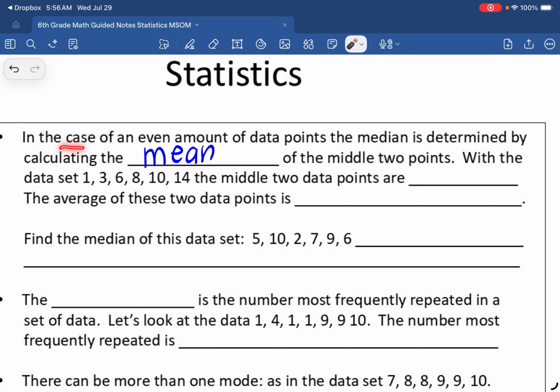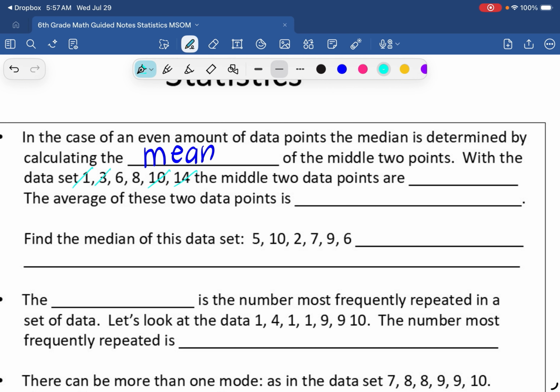In the case of an even number of data points, the median is determined by calculating the mean of the middle 2 points. With the data set right here, 1, 3, 6, 8, 10, and 14, we figured out that the middle 2 data points are going to be 6 and 8. So now I'm going to use my mean, or my arithmetic average, to figure out the median. So I'm going to go 6 plus 8, which is 14, and that's 2 data points.